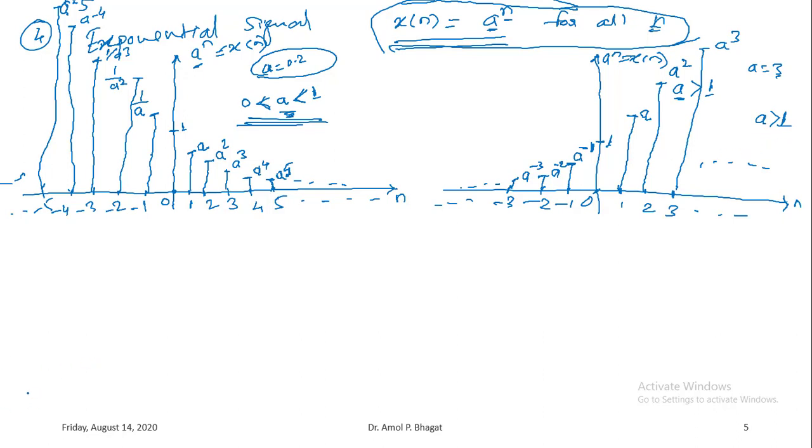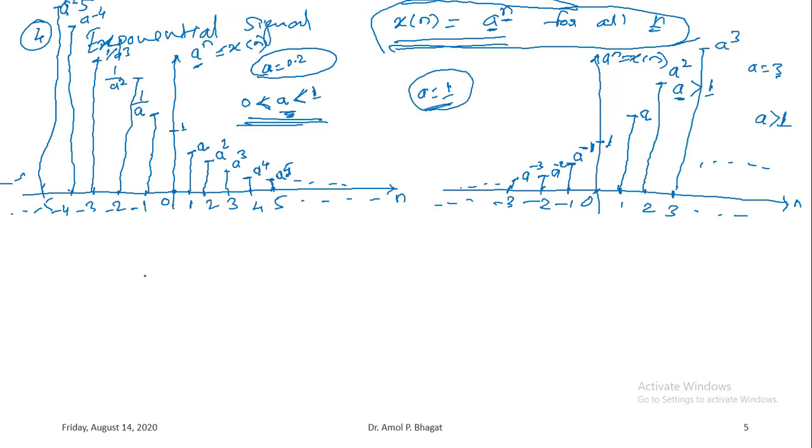Let's look at the third condition. If I am taking the value of a is equal to 1, so irrespective of the value of n, everywhere the signal value will be 1 for all values of n if I am taking a is equal to 1.